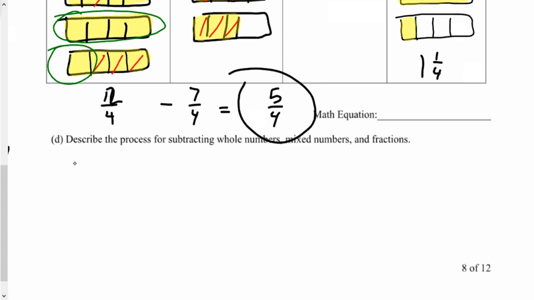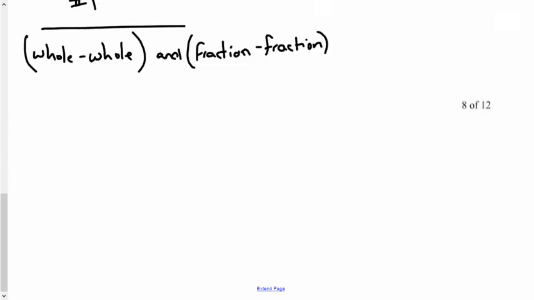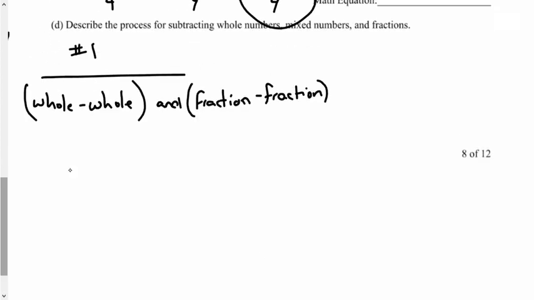we have two different types of problems, or two different techniques, right? So number one, what we could do is we can do the whole minus the whole. We'll do that part first, and then we can also do the fraction minus fraction. And that's kind of nice to do sometimes. It's a little bit easier sometimes, and it just takes a little bit of practice to figure out when it's easier.